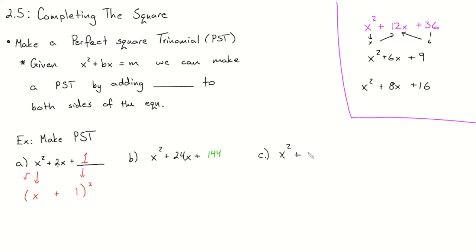X squared plus. Ooh, how gross of a number do we want? Those are huge numbers. Let's do 20. What do I need to add here to make this a perfect square trinomial?